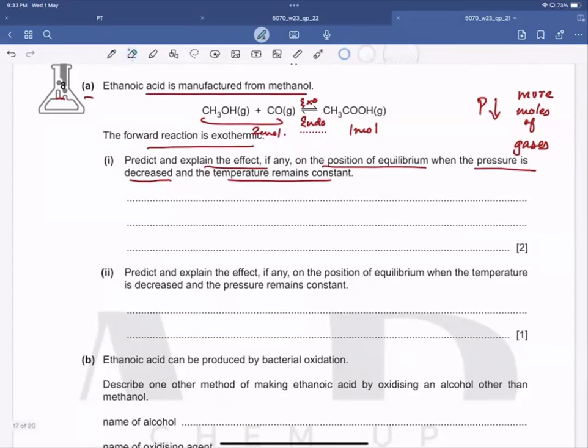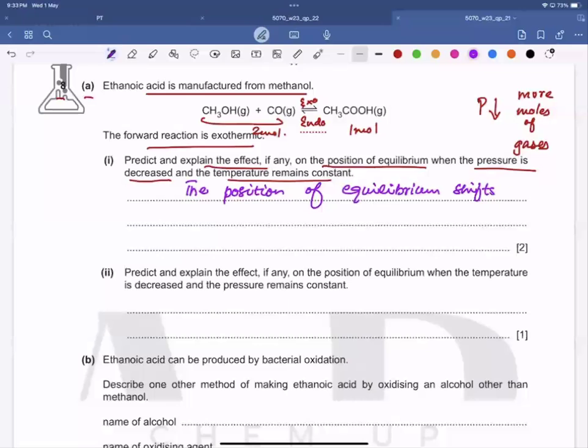So the position of equilibrium shifts to the left as the left side has more moles of gases. Is this clear to all of you?